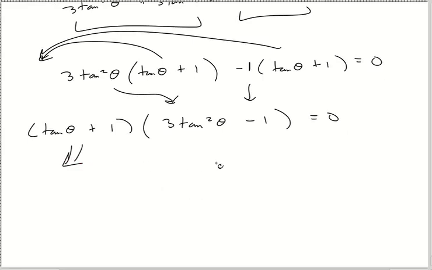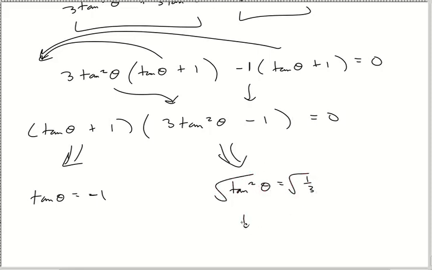I now have 2 separate answers. Over here on this side, tangent is equal to negative 1. That's easy. On this side, I'm going to move the 1 over and divide by the 3. Tangent squared theta is equal to 1/3. Remember, when you square root both sides, what do you do? Plus and minus.